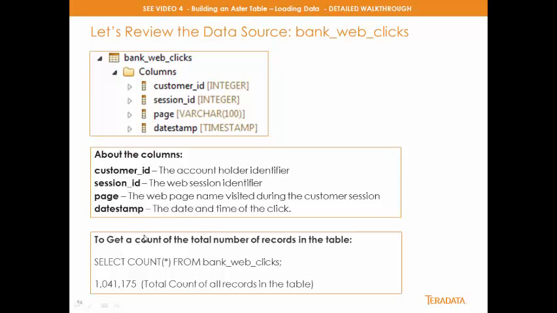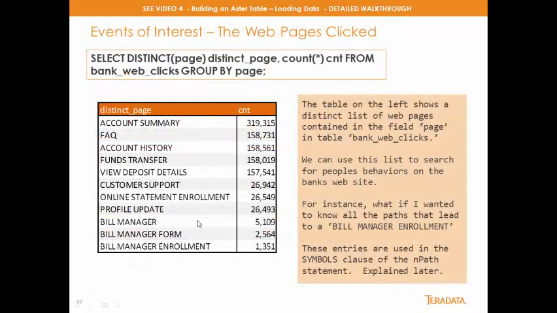So let's get a count of the total number of records in the table. You can cut and paste this out or write this out yourself and do a select count star from bank web clicks. And you'll see that there's over 1 million records in the table. So let's go ahead and get going.